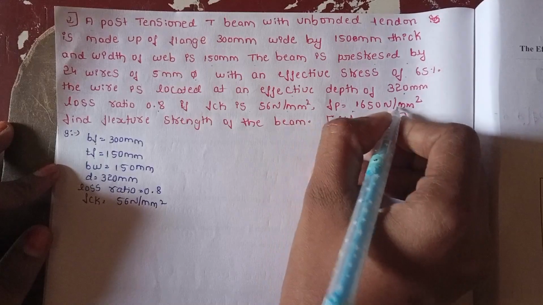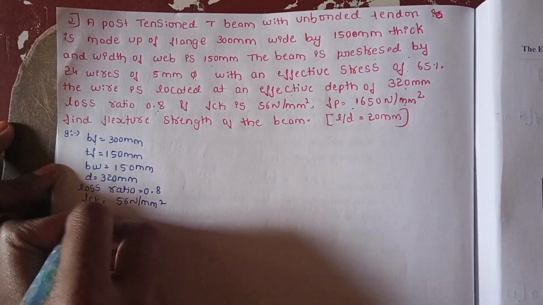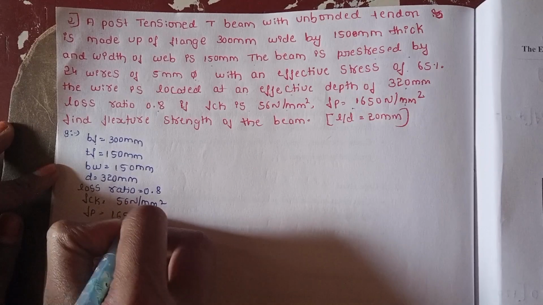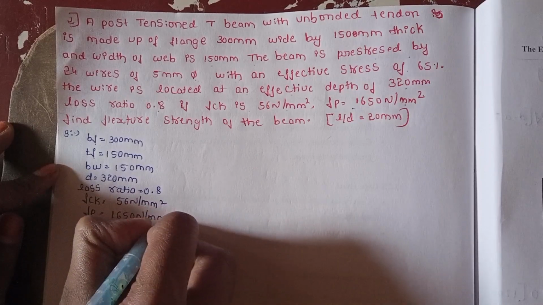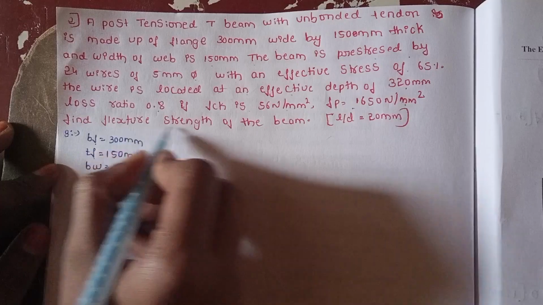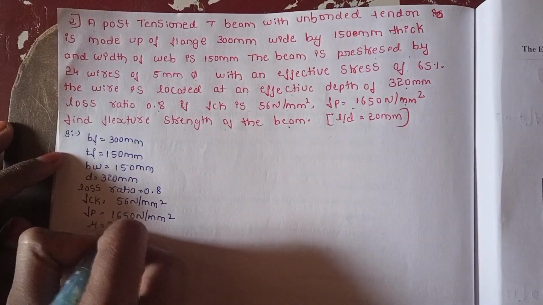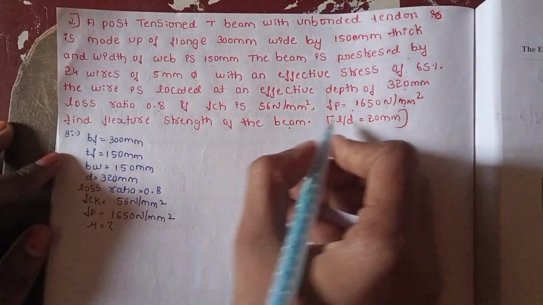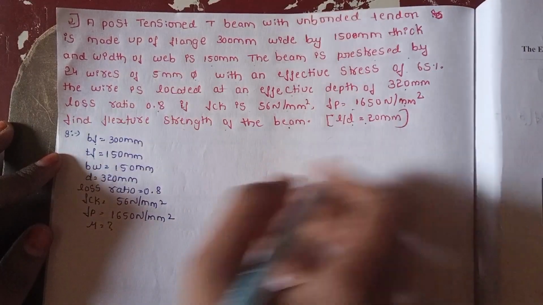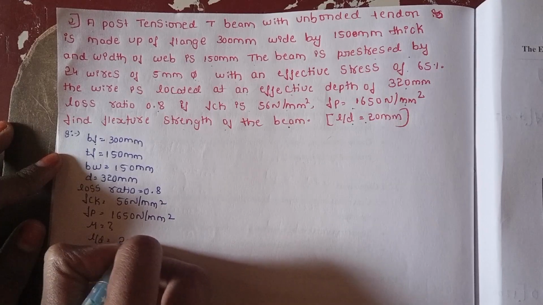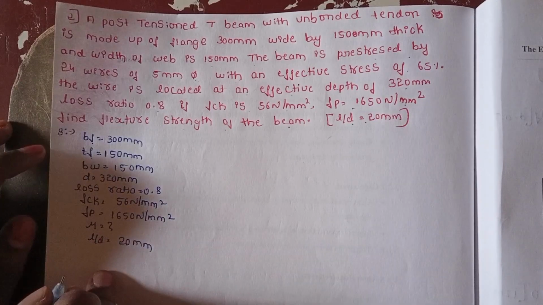FP is 1650 Newton per mm square. So FP equal to 1650 Newton per mm square. Find the flexure strength of the beam means M equal to question mark. Okay, so L by D ratio equal to 20. L by D equal to 20. Okay, this is the given data.